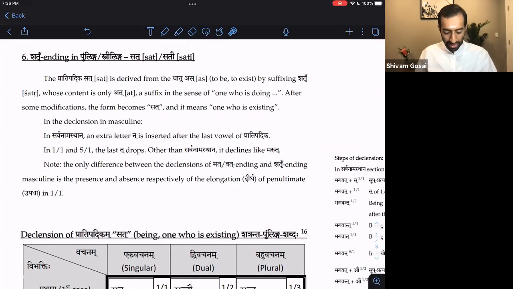Now we're specifically going to be looking at Punlinga. These words are made the same way in Strilinga, but in Strilinga we add a long E and it becomes like Nadi Shabda. So that would be like Sati. Sati will decline like Nadi, but Sat is what we're going to be looking at today. It has a peculiar declension, but not too different than Bhagavad-Shabda, which we've been seeing.